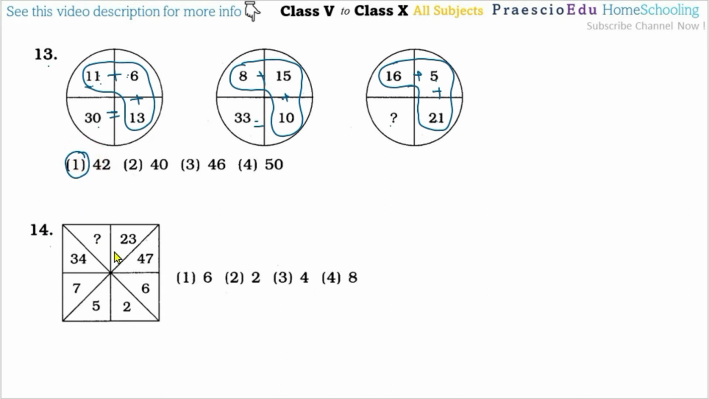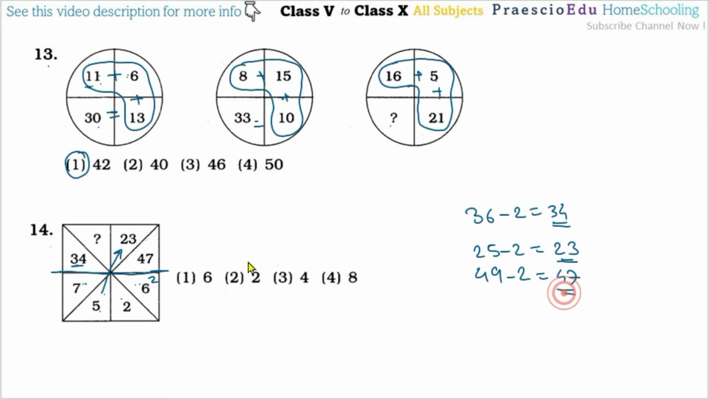Question number 14. If you observe the smaller numbers, here 2, 6, 5 and 7, on the bottom half. 6 squared is 36, and 36 minus 2 gives 34, and this 34 is present opposite to the 6. Likewise, 5 squared is 25, minus 2 is 23, and this 23 is opposite the 5. Same, 7 squared is 49, minus 2 gives 47, and this 47 is opposite the 7.